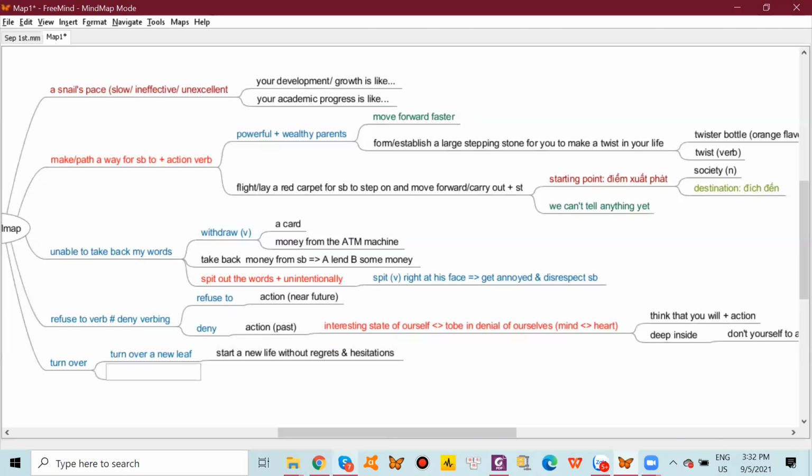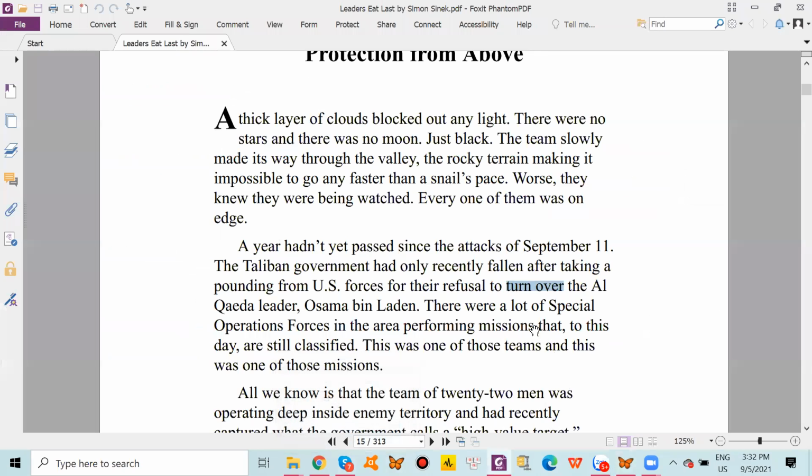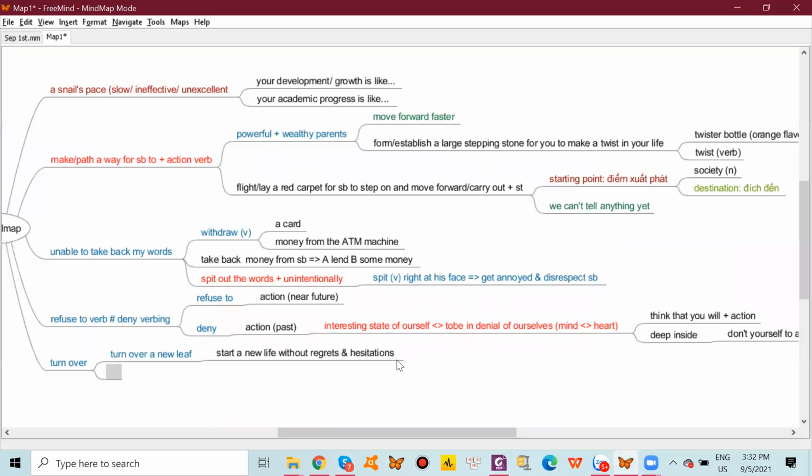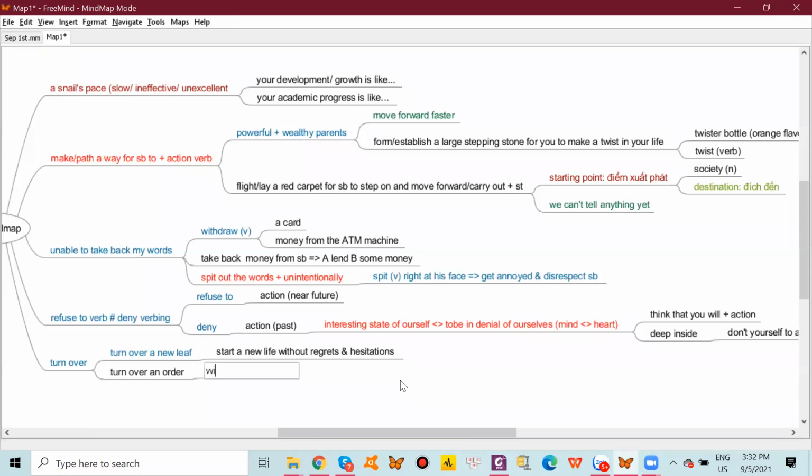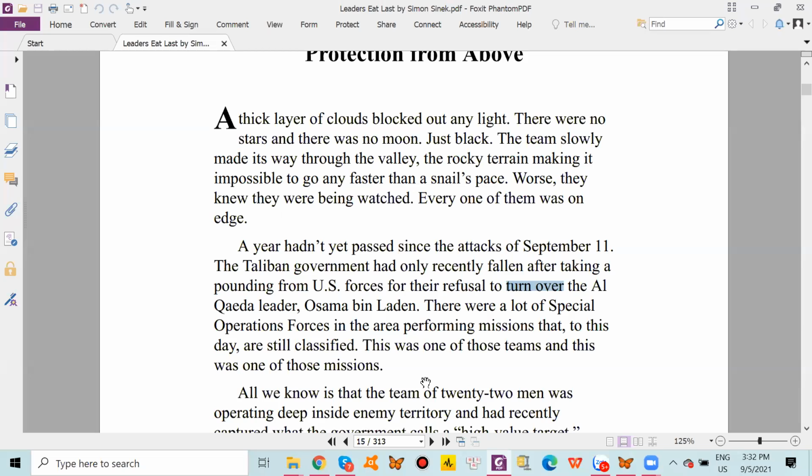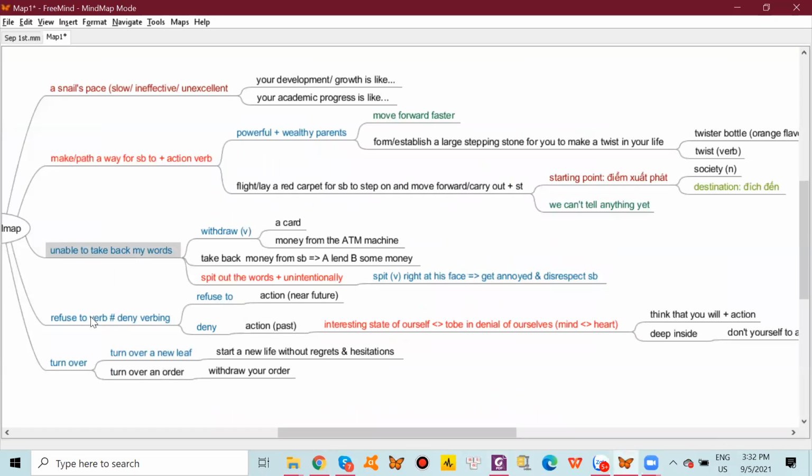And if you work in the army, like this person, Osama bin Laden, something like this, you are going to turn over an order. It's like you will withdraw your order, take back your order. So something like this, very easy. So right here we have the blue colors, the blue phrases from the book.